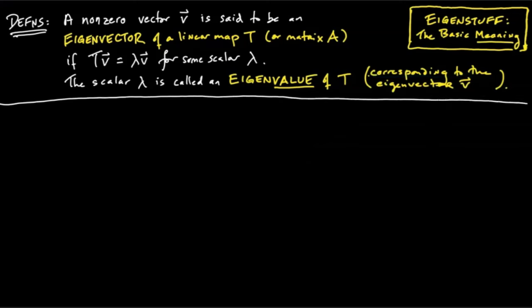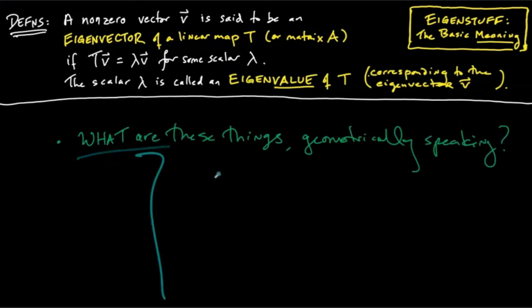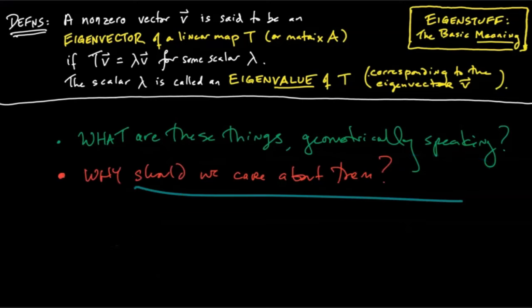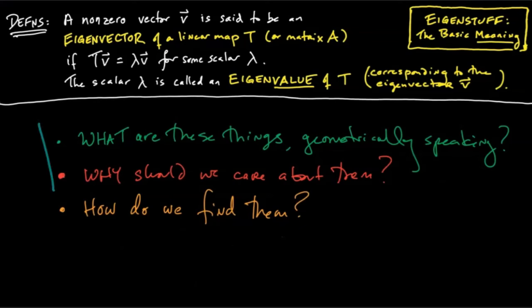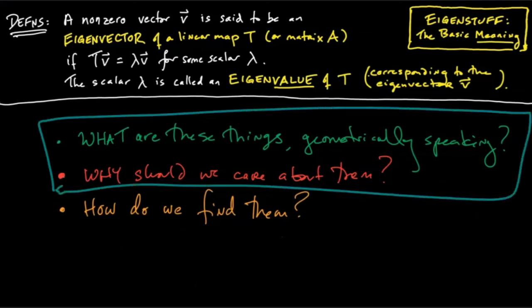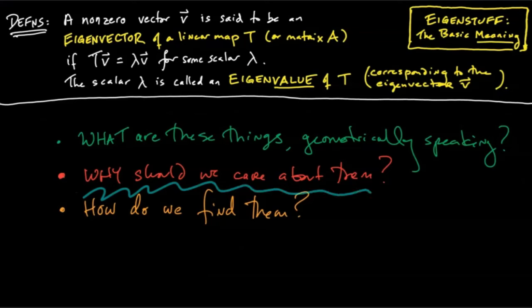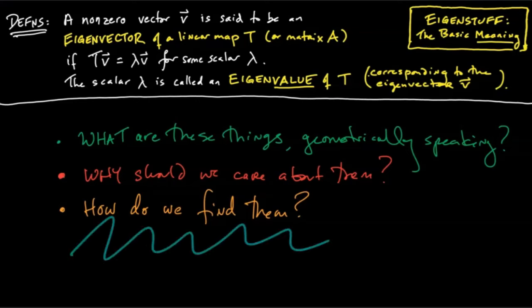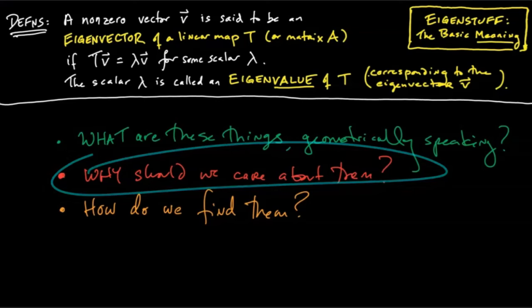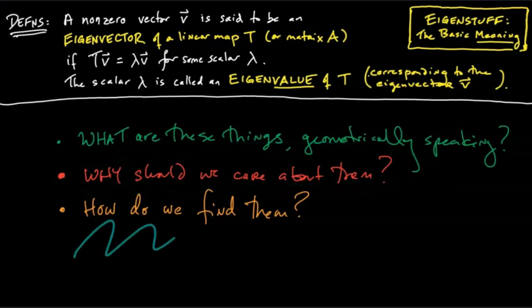All right, those are our first few definitions, but much remains to be discussed, such as, what are these things, geometrically speaking? Why should we care about them? And how do we find them? Well, we will address the first two concerns in this video, though the second one, why we should care about eigenstuff, is something you will come to understand more and more the further you go into linear algebra. But the third question, how do we find eigenvectors and eigenvalues, is something that for the most part, I'm going to push off until a later video, because until we have a feel for what these things are and why we should care about them, I don't want to get bogged down in computational details.